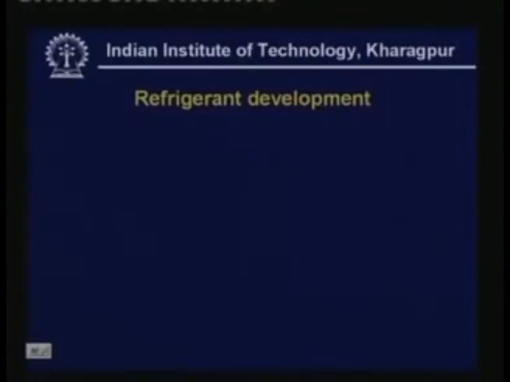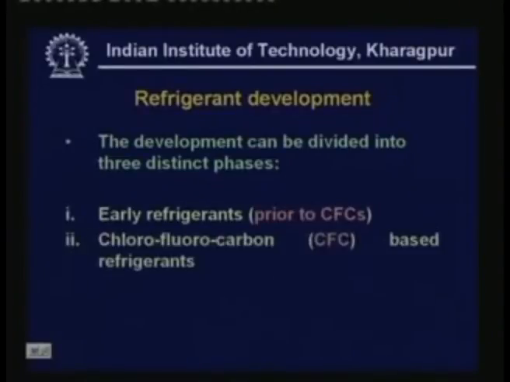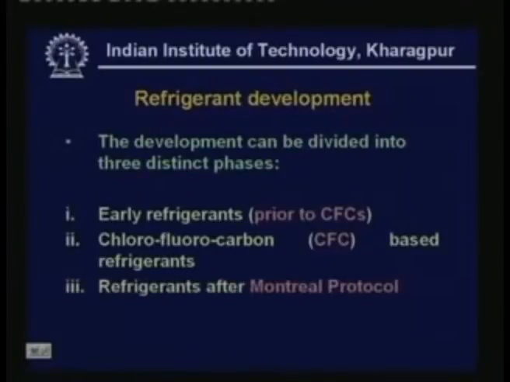Now let us look at refrigerant development. The development can be divided into three distinct phases. The first phase is the development of early refrigerants, which is prior to CFCs, and the second phase consists of development of chlorofluorocarbon or CFC based refrigerants, and the third phase is refrigerants after Montreal Protocol.